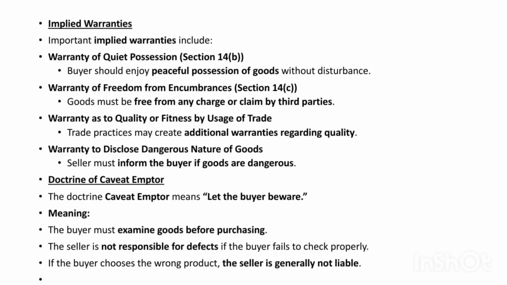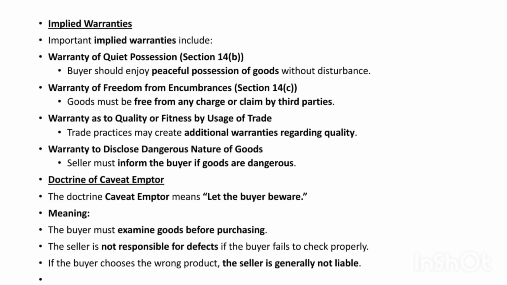So the first one is warranty of quiet possession, section 14 subsection B. The buyer should enjoy peaceful possession of goods without disturbance. That means after you buy, no one should trouble you claiming these goods are mine. Second one is warranty of freedom from encumbrances, that is section 14 subsection C. That is, goods must be free from any charge or claim by third parties. So encumbrance means loan or mortgage or charge.